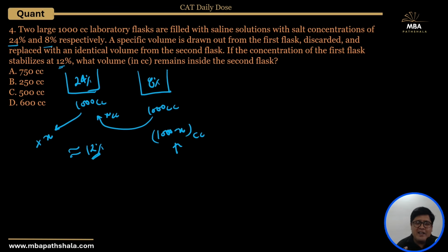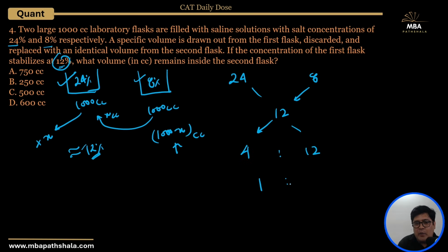Now I could go on and create numerous equations and take 10 minutes of your time. No. Whenever you are combining two products and creating a third, that result is known. Always apply alligation. Keep that in mind. You are combining this product and creating 12%. Listen to this. Forget everything else. 24% mixed with 8%, the outcome is 12%. Alligation. Find the difference. 4. Find the difference. 12. The ratio is 1 by 3.